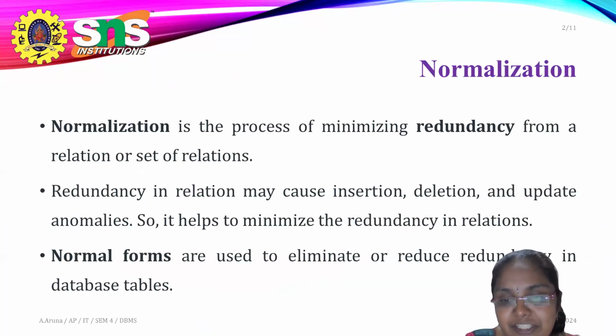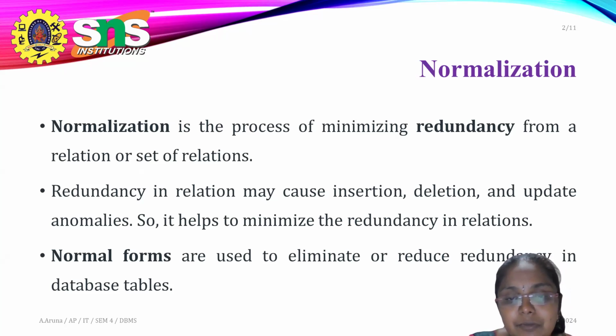So what do you mean by normalization? Normalization is nothing but minimizing the redundancy from the relation or a set of relations. So there we have to use a certain process for minimizing the redundancy. Redundancy can be caused while inserting a record, while deleting a record, while updating a record in a database. Through that, normalization will help to minimize the redundancy in our relation. We will not be eliminating the redundancy, we are only going to minimize it.